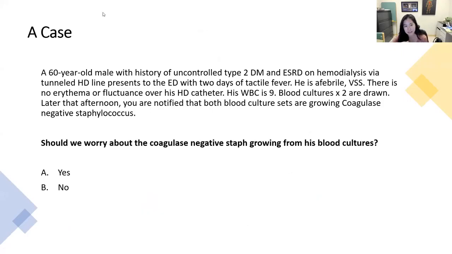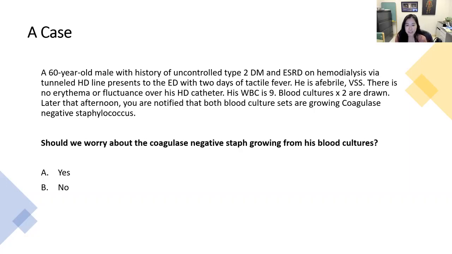So this is a 60-year-old male with history of uncontrolled type 2 diabetes, end-stage renal disease on dialysis via tunneled line. He's presenting to the emergency room with tactile fever. When you go to see him, he's actually afebrile, his vitals are stable, and you note on exam there's no erythema and no fluctuance over his HD catheter. His white count is 9, blood cultures are drawn, and later that afternoon, you are notified that both blood culture sets are growing coagulase negative staphylococcus.